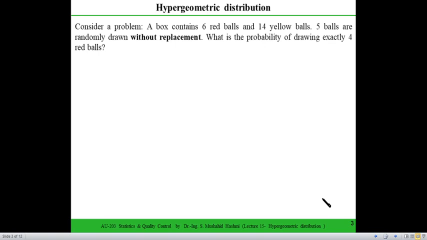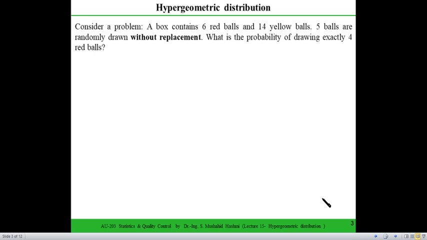Okay, let's say you have a box having 6 red balls and 14 yellow balls, and you are picking 5 balls at random and without replacing them. So once you pick one ball out of the box, you are not replacing it back. What is the probability of drawing exactly 4 red balls? You have altogether 5 balls to be picked in the sample, and 6 red balls and 14 yellow balls. So altogether there are 20 balls in the box.